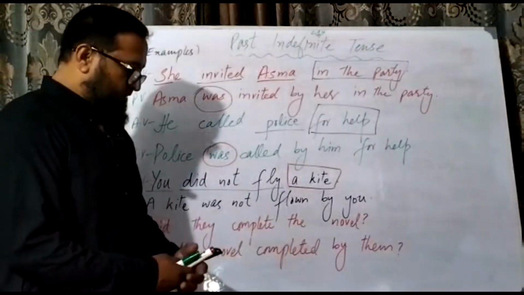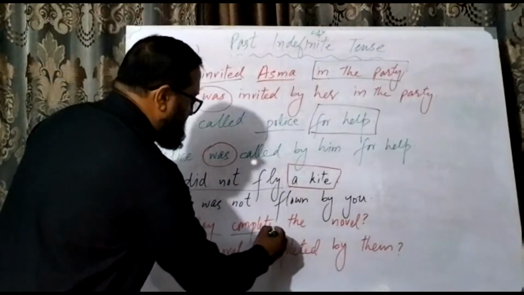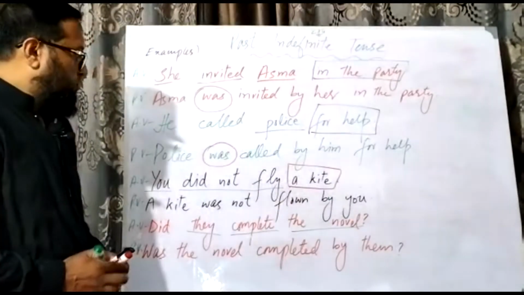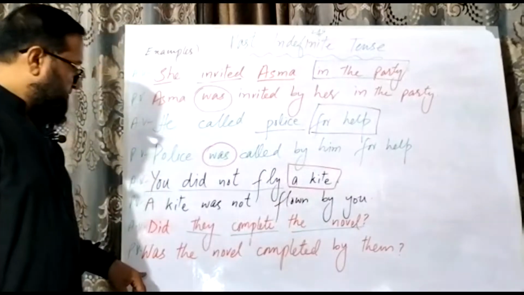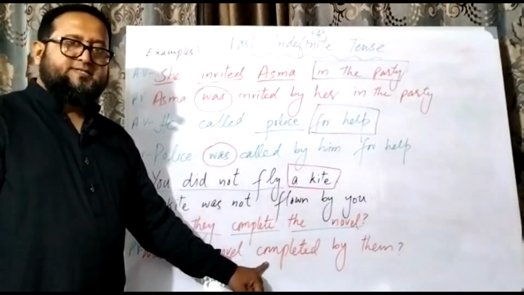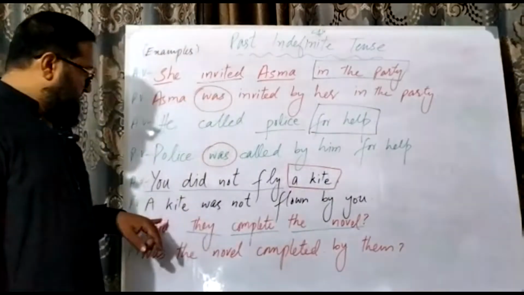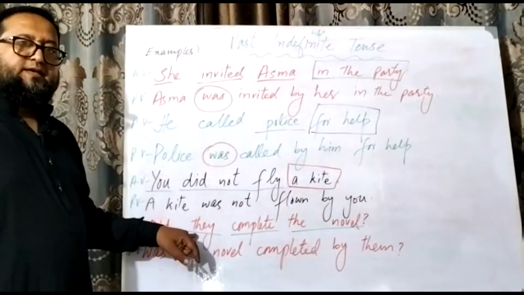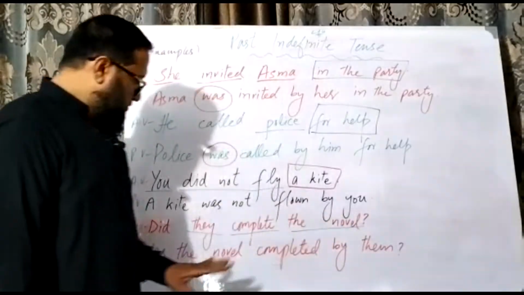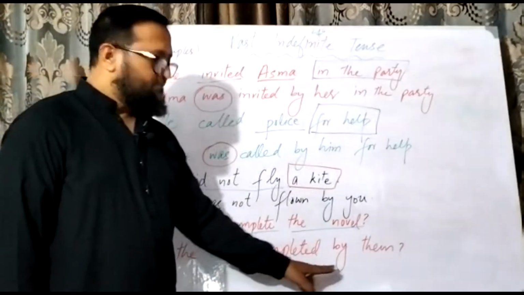They complete the novel. They is working here as a subject, complete is working as a verb, and the novel is the object. The object will come just after was. Was the novel completed by them? Completed is the past participle. Them takes the place of they. Here it was working as a subject, now it is working as an object. So the passive voice will become: was the novel completed by them?